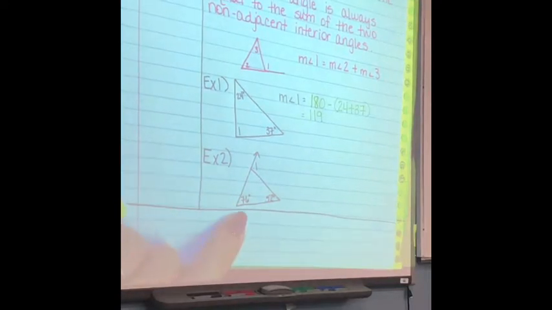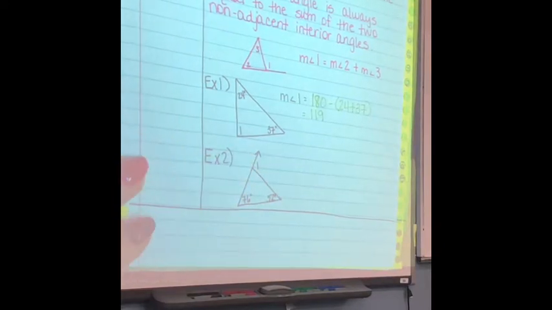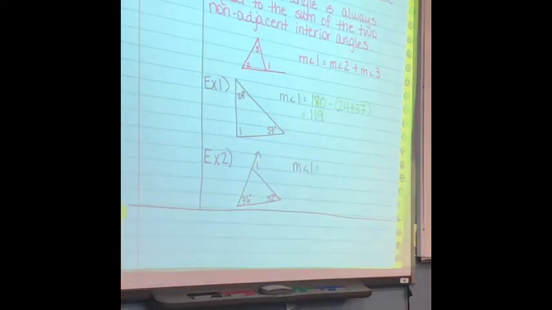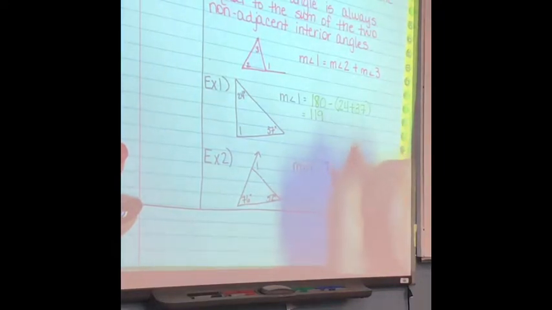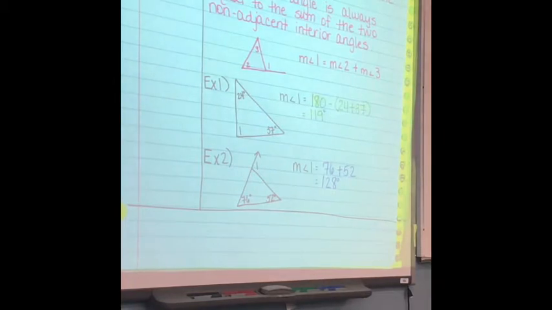So I've got 76 degrees, 52 degrees, and then I have angle 1 on the exterior. They want the measure of angle 1. How might I go about finding the measure of angle 1? I'm going to add the 2 non-adjacent interior angles. So 76 plus 52. And that means my angle measure is 128. Guess I could put degrees there. That would be good. All right, any questions about those?